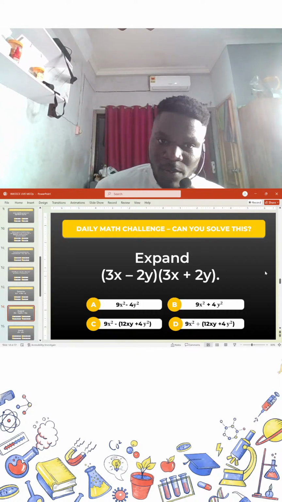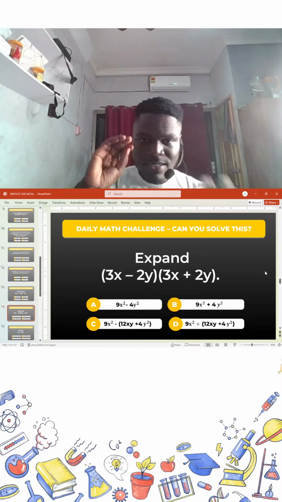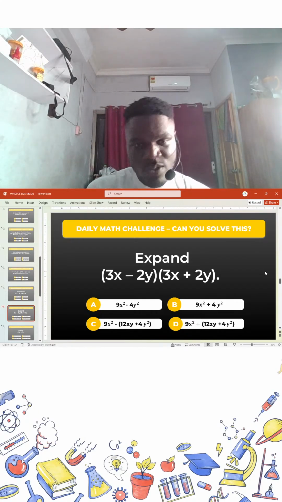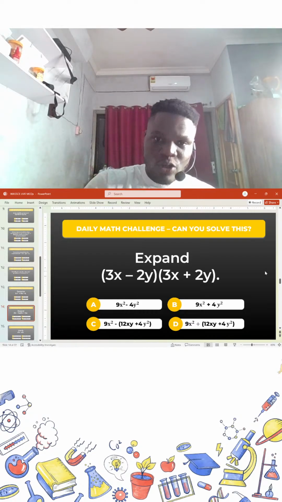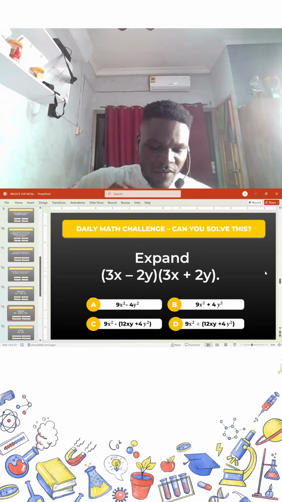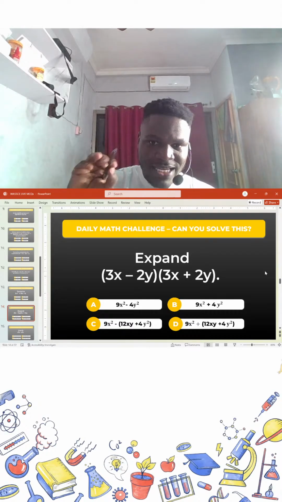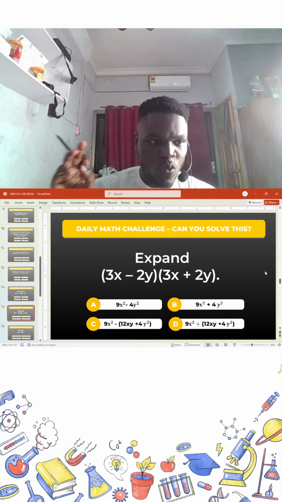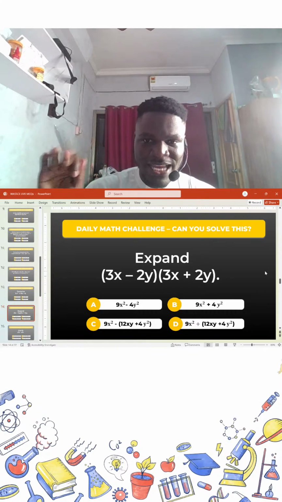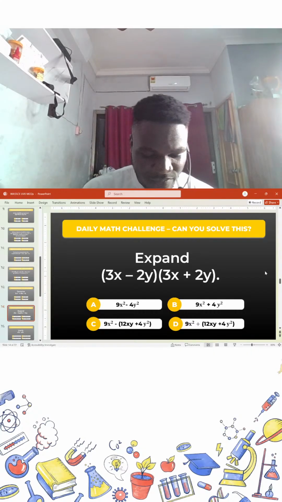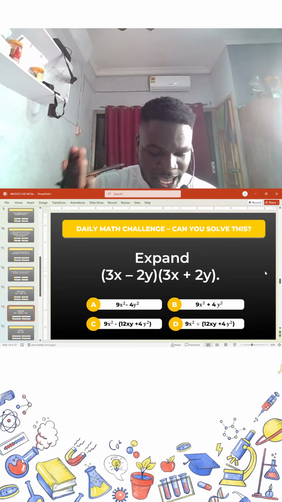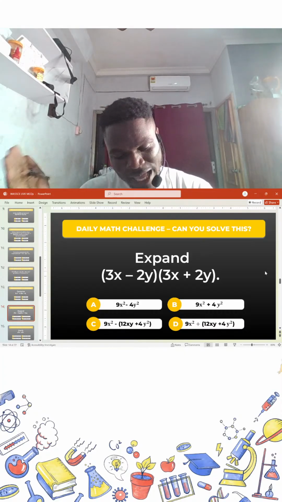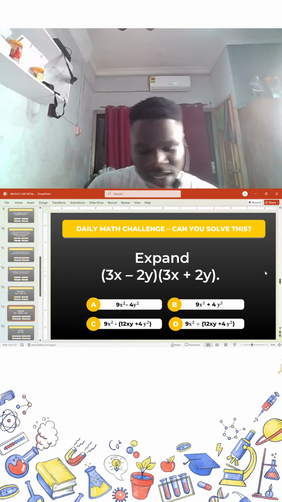So what you do in this problem is that you take the first bracket, take the component and use it to multiply the second bracket individually. So the first thing you do is that you take the 3x first, then use it to multiply 3x plus 2y. So you have 3x outside into bracket 3x plus 2y. That's your first term. Okay, and then you have minus 2y into bracket 3x plus 2y. So I have 3x into bracket 3x plus 2y, bracket close, then minus 2y into bracket 3x plus 2y, bracket close. So once I have that, I just expand.